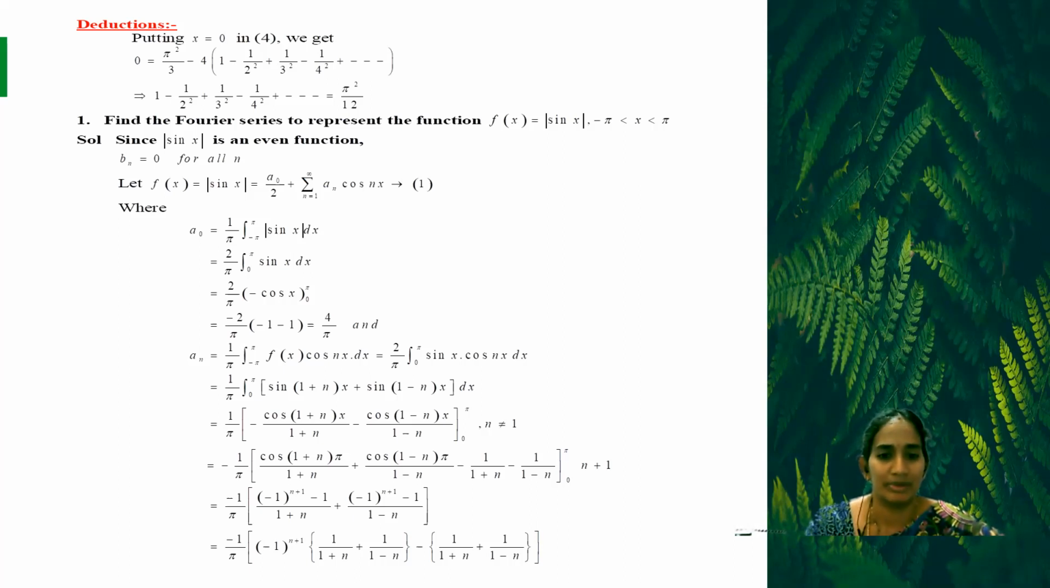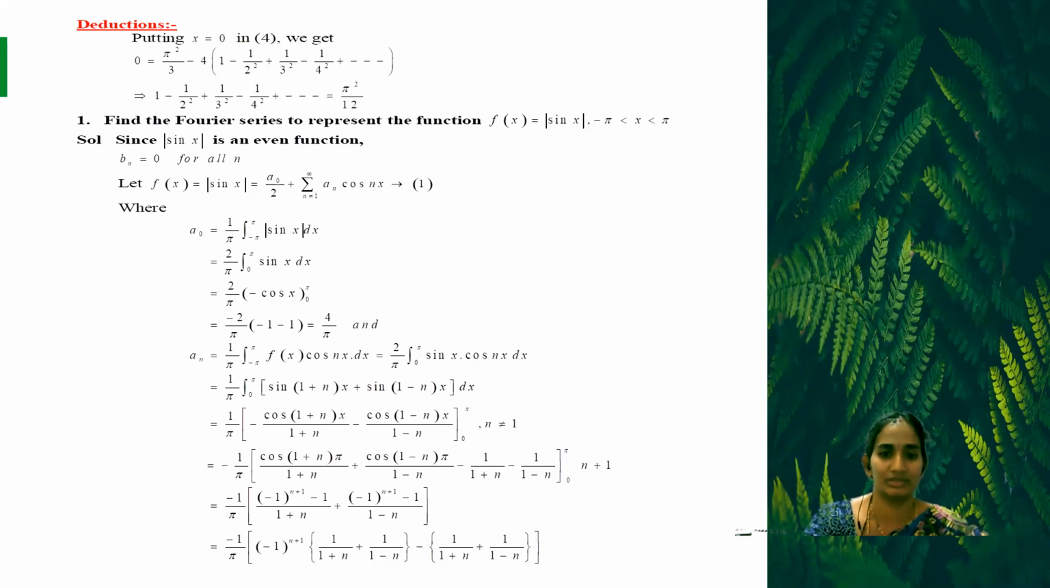Now we are applying the formula. The a value is 1, the b value is n. Then we write 1 by pi into the integral 0 to pi of sin a cos b, which is sin of (1 plus n) x plus sin of (1 minus n) x, into dx. Now we apply the integration. We know the integral of sin nx is minus cos nx by n.